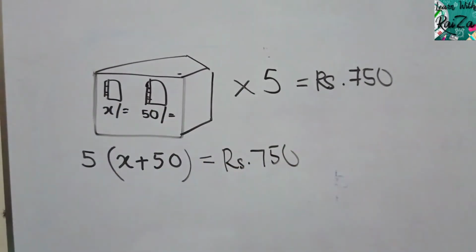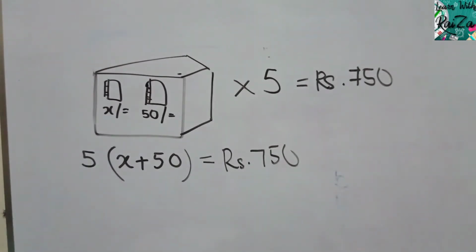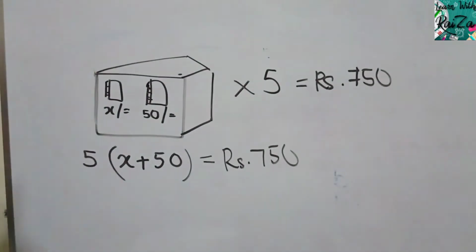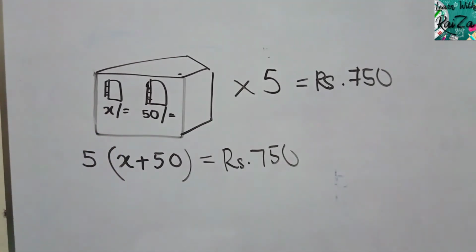So I can give you a question for this. A parcel has one book of value x rupees, another book of 50 rupees. The value of books in 5 such parcels is 750 rupees. So if they ask you to find the value of this book, what you have to do, children, listen very carefully, it's very easy.